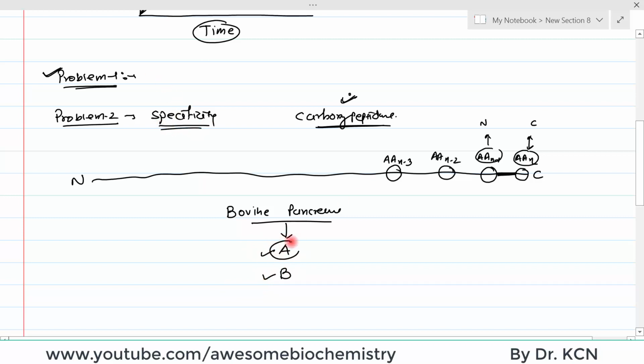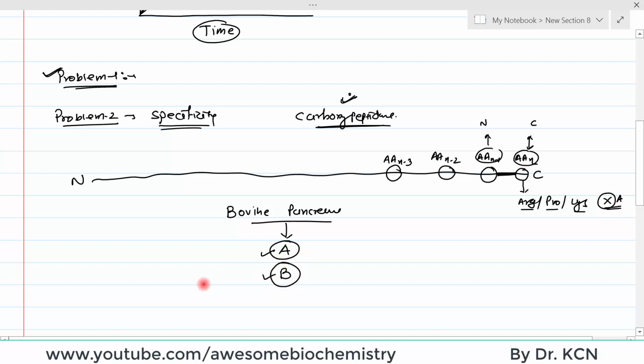So, carboxypeptidase A can break down all the peptide bonds except those peptide bonds in which the C terminal amino acid is arginine, proline or lysine. So, whenever on the C terminal side of a peptide bond there is arginine, proline or lysine, this carboxypeptidase A cannot act, right. Carboxypeptidase A cannot act.